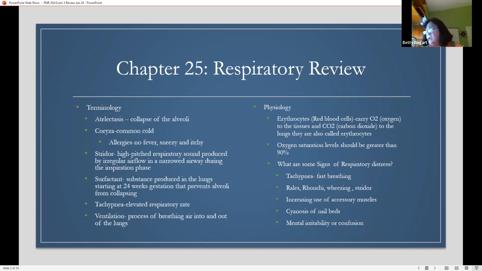So let's go look at coryza, common cold, right? Easy. Common cold, me and you. It's not allergies. It's that little bit of fever, the little bit of cough. Now, when we do respiratory, you have to think of respiratory distress. What are signs that are telling you it's just not a common cold? I'm in trouble. So they're here.